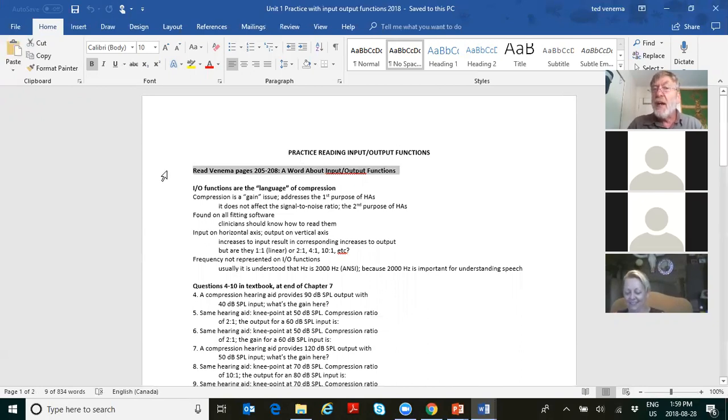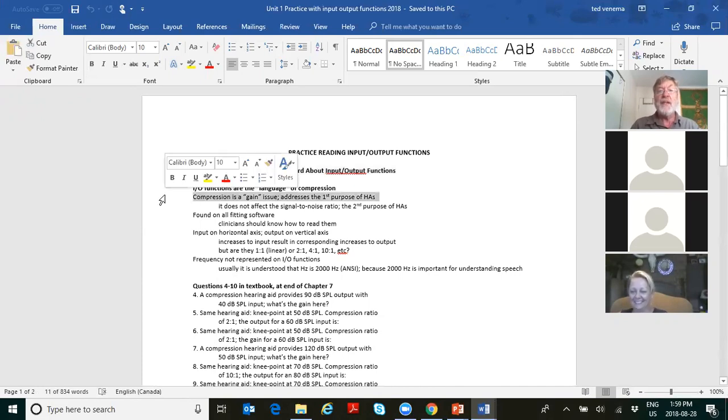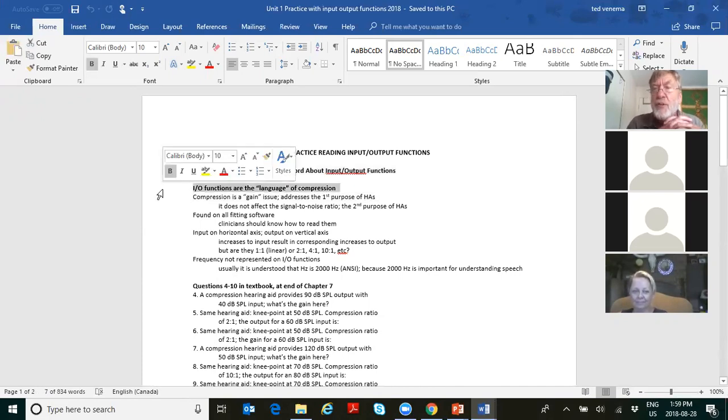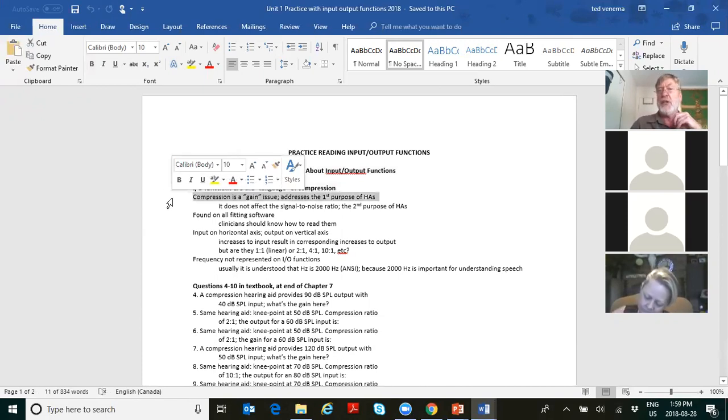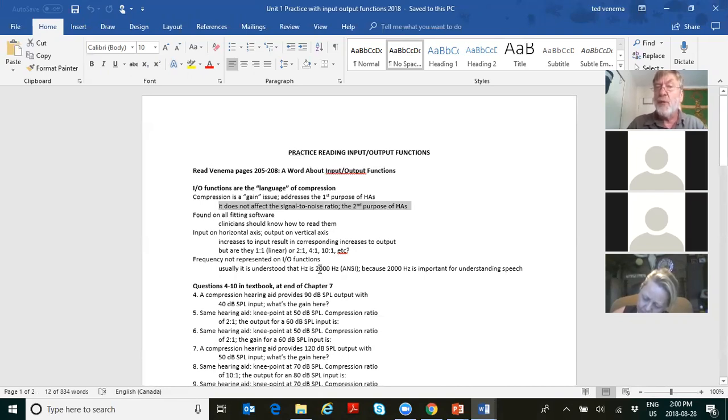Read 205 to 208, a word about input-output functions. Unfortunately, when you read it, you're going to hear my voice. It sucks to be you. Well, that's just the way it is, because I wrote that book and I was talking out loud. Input-output functions are the language of compression. Compression is a gain issue. It addresses the first purpose of hearing aids, providing gain for hearing loss. It does not affect the signal-to-noise ratio, which is the second purpose of all hearing aids.